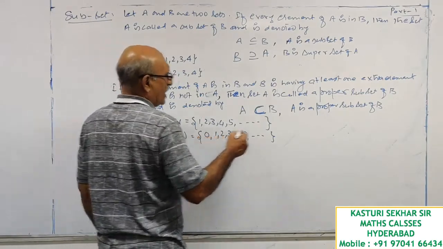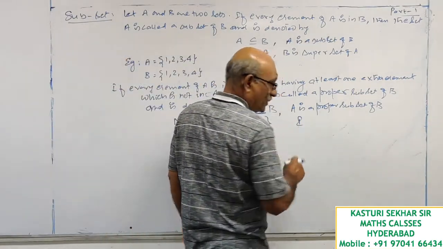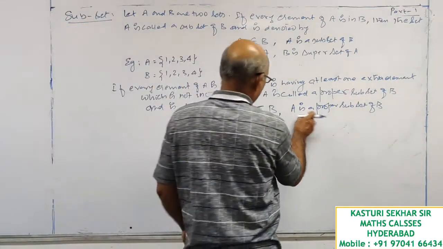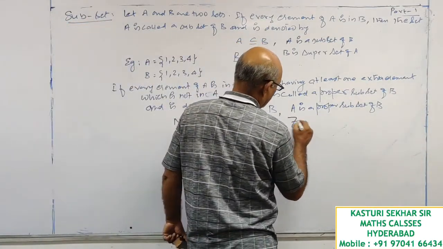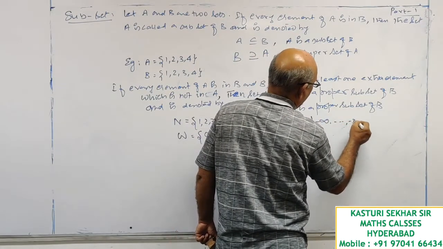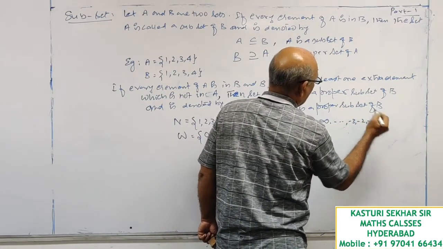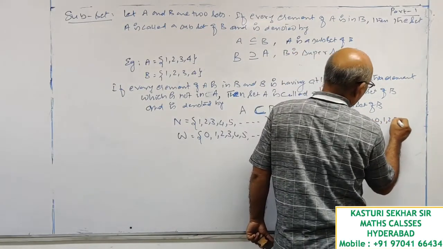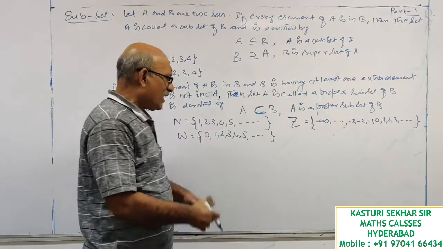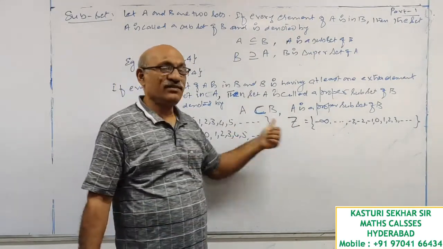In the same manner, when I consider integers Z: minus infinity, etc., minus 3, minus 2, minus 1, 0, 1, 2, 3, etc., infinity. Now let me compare whole numbers with integers.